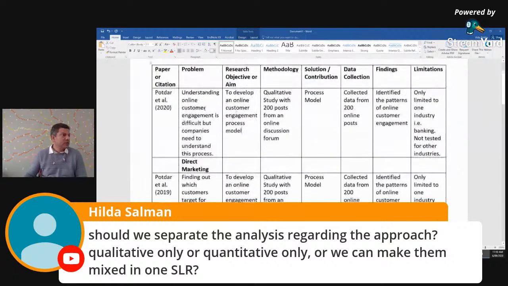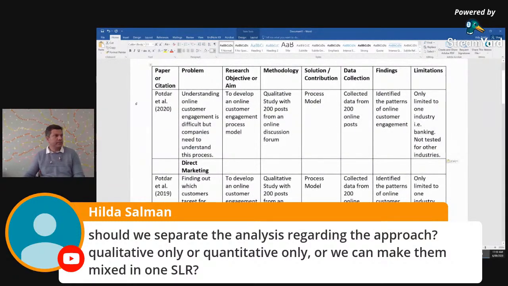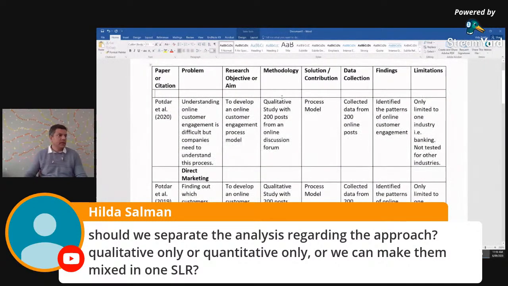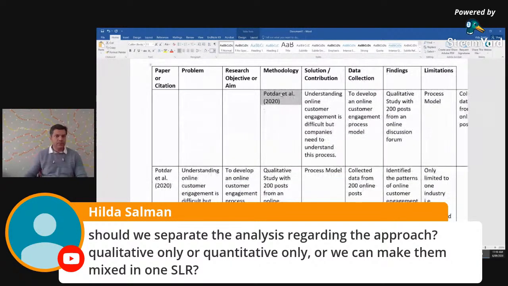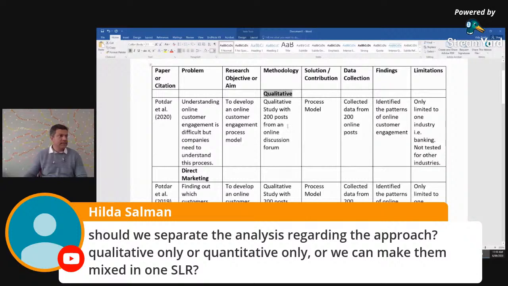Okay, so instead of, I could say qualitative studies are all in this group. These are quantitative studies.